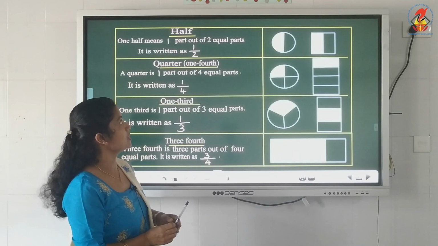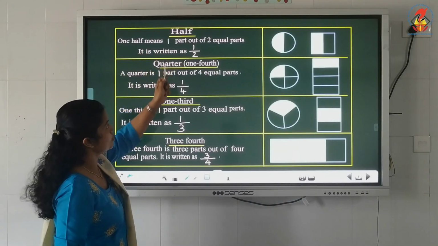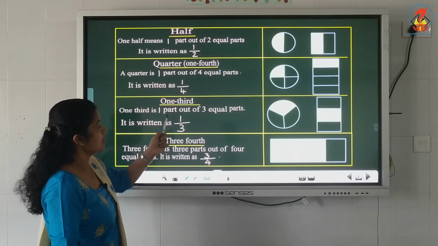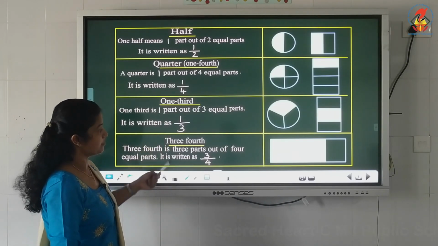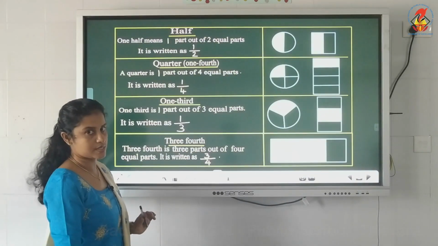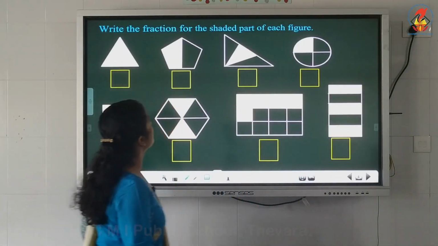Understand? So what all things did you study? Half. Half is written as 1/2. Then you studied quarter. Quarter is written as 1/4. Then you studied 1/3. 1/3 is written as 1/3. And 3/4. 3/4 is written as 3/4. Understand? Now we will do an exercise.